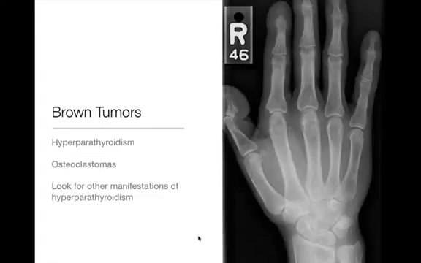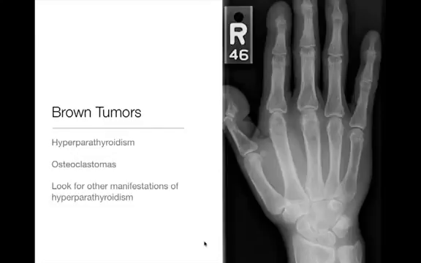Brown tumors are brown, not really a bone tumor per se. They're really just a focal collection of osteoclasts, which are chewing up the bone and leaving underneath it this kind of fibrovascular tissue and demineralizing the bone because of the dysregulation of the osteoclast. So brown tumors are associated with hyperparathyroidism, and often you'll see multiple of them.